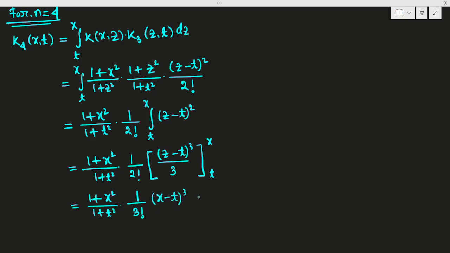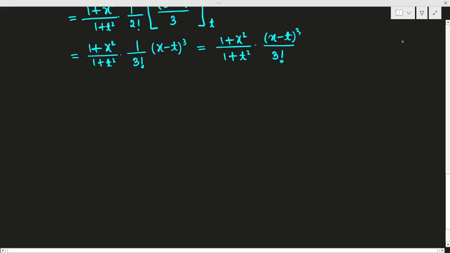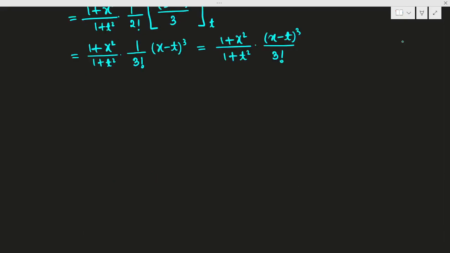So see here we can write it in this format: (1 plus x square) by (1 plus t square) into (x minus t) whole cube by 3 factorial. And up to n equal to infinity, the iterated kernels can be calculated. So it will go on.